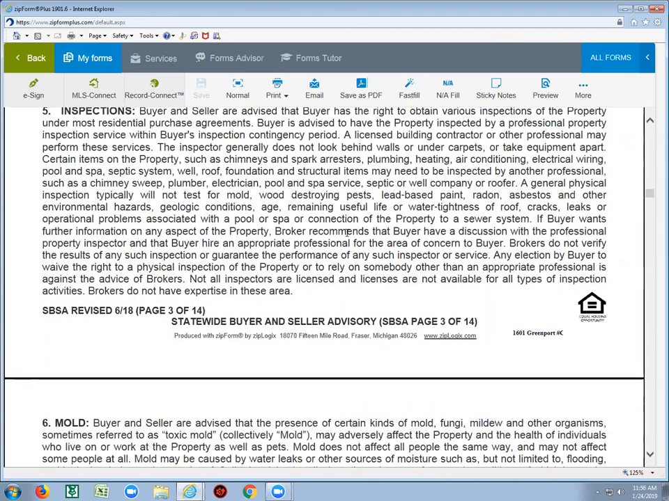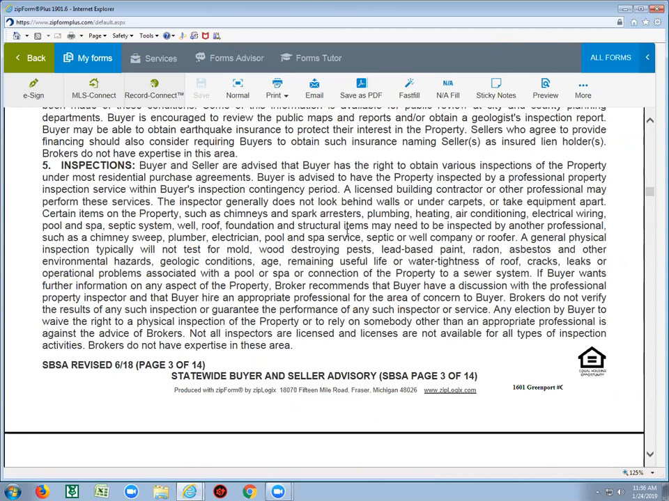Okay, let me finish on paragraph 5. Inspection. Buyers and sellers are advised the buyer has the right to obtain various inspections of the property under most residential purchase agreements. Buyers are advised to have the property inspected by a professional property inspection service within the buyer's inspection contingency period. A licensed builder, contractor, and other professionals may perform this service.